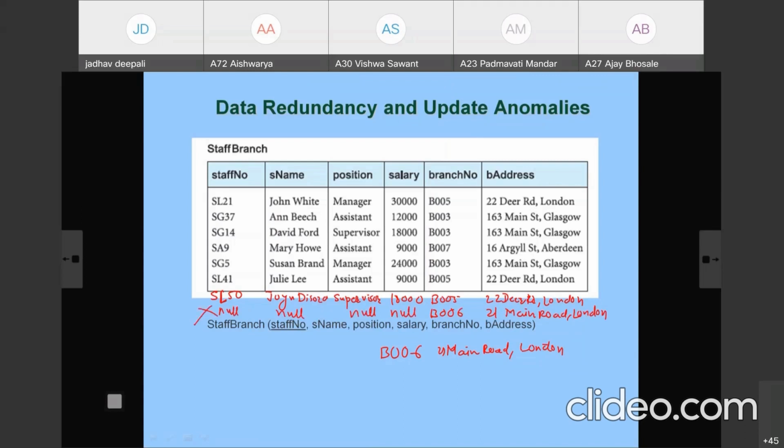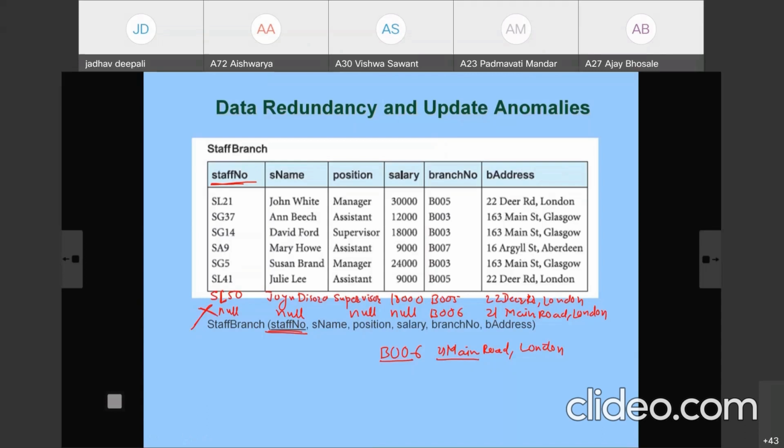It is wrong. Why? Because in this, staff number is a primary key and we never add a null value for the primary key. And that's why if a new branch is open, we cannot insert that information into this table until a staff is allocated to that branch. So those are the two cases of insertion anomaly.